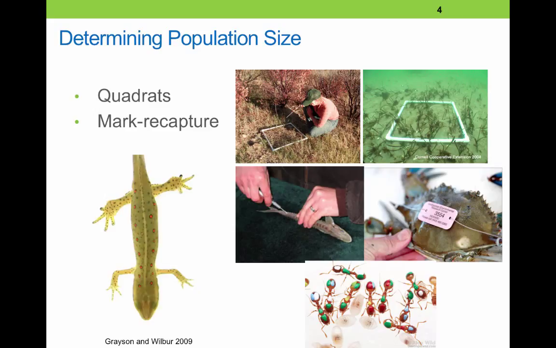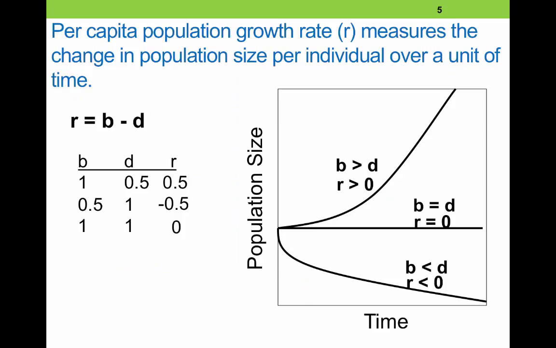After you mark the organisms, you release them back into the environment, and at a later time point, come back and recapture a bunch of the same population. You then count up the number that you recaptured that are marked. We're going to talk about this method of estimating population size in more detail during class.